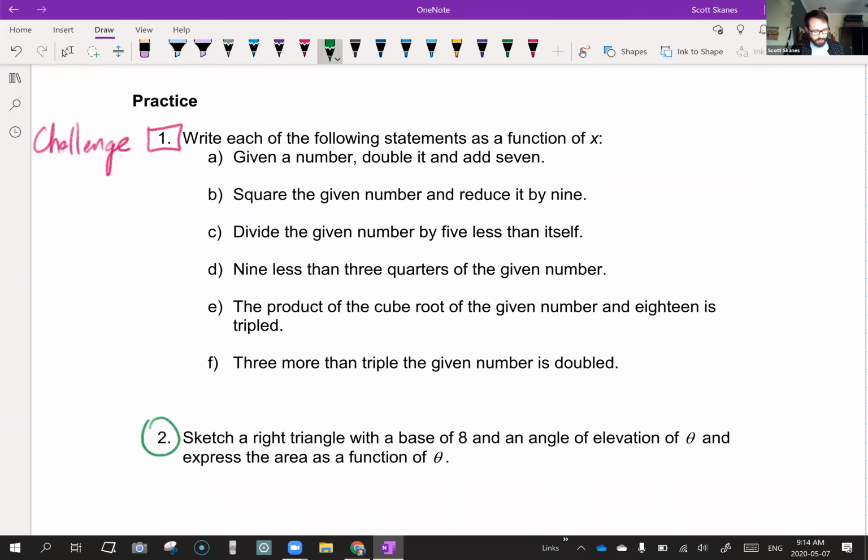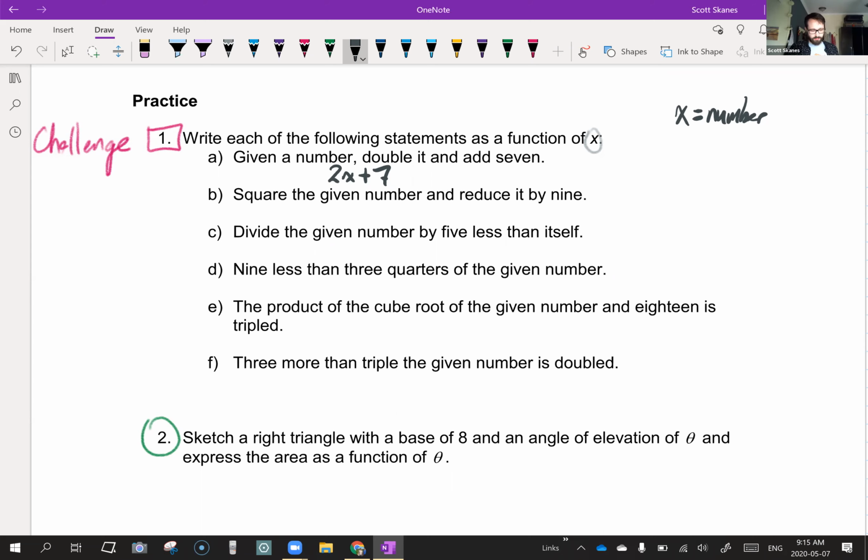Write each of the following statements as a function of X. So X is going to be our variable. I'll get you warmed up here. Given a number, double it and add 7. X is our number in all these cases. Double it and add 7, so times by 2 and add 7. That's what this is asking for. That's the first one. It's quite simple, but some of them are a little bit trickier than others.